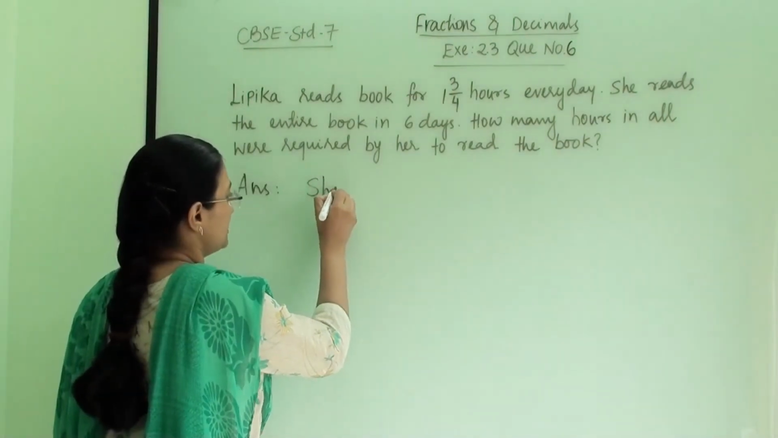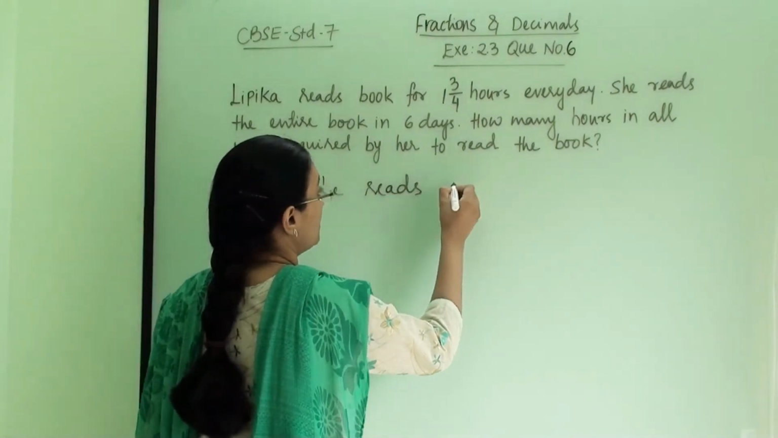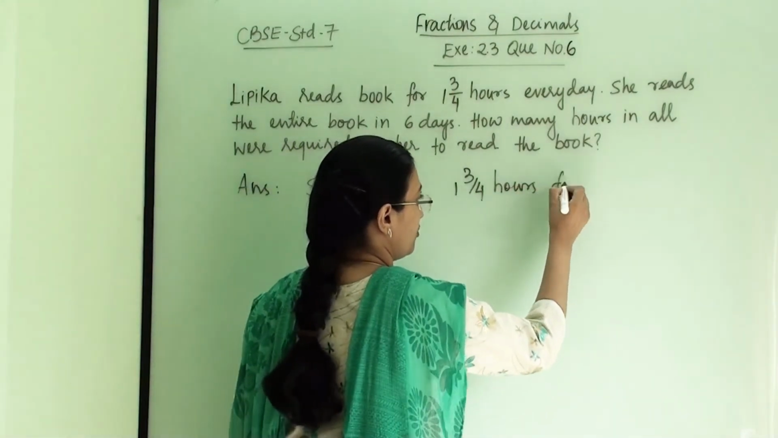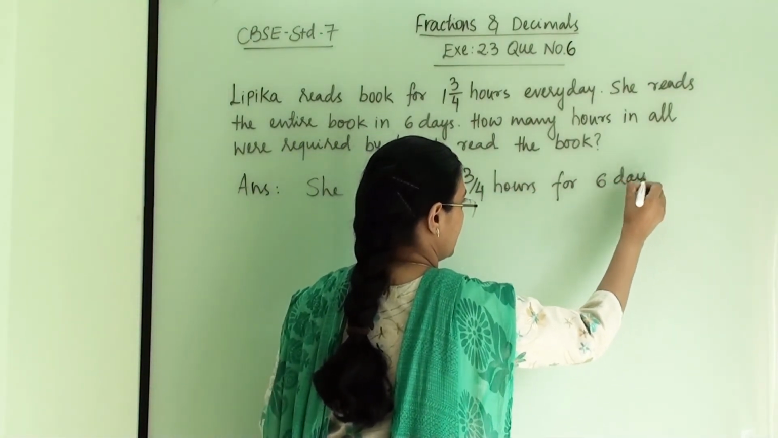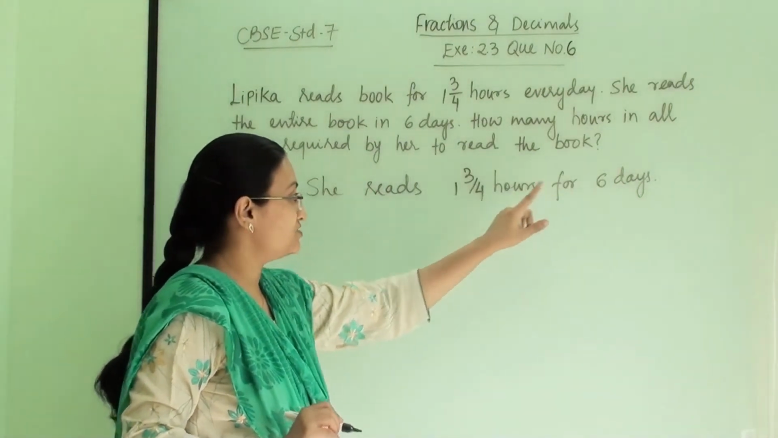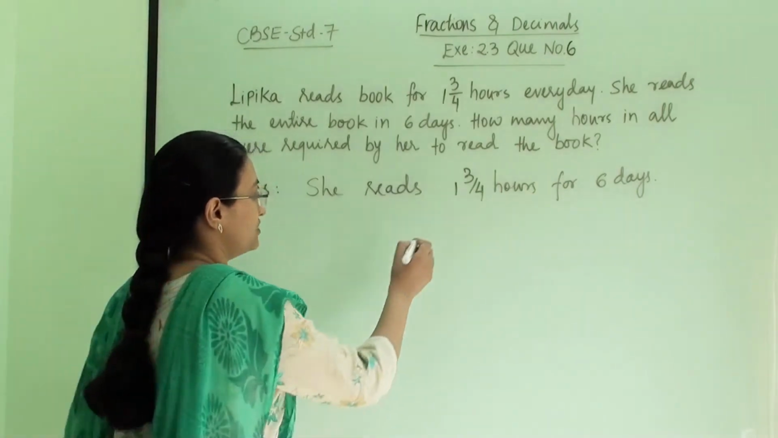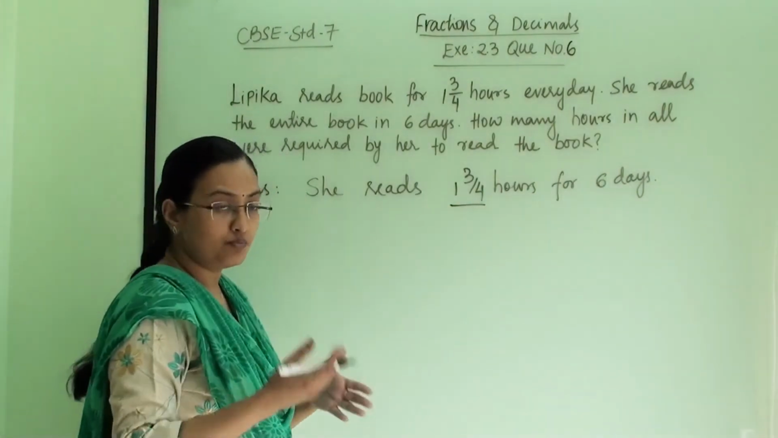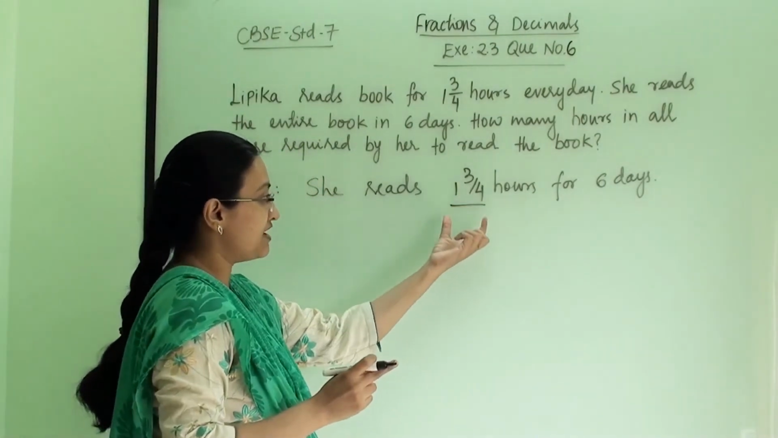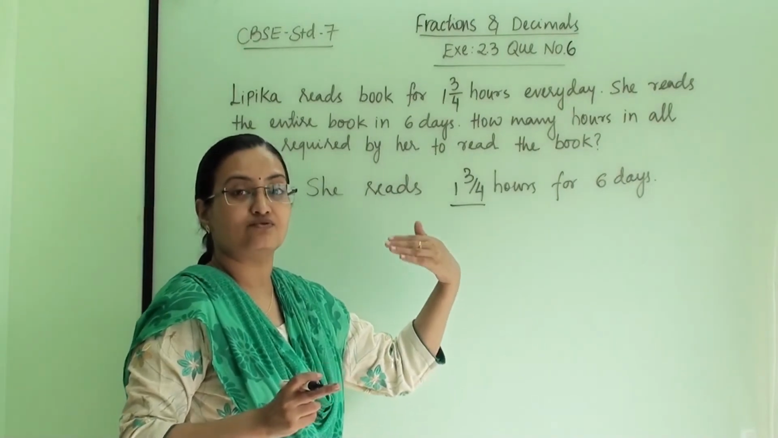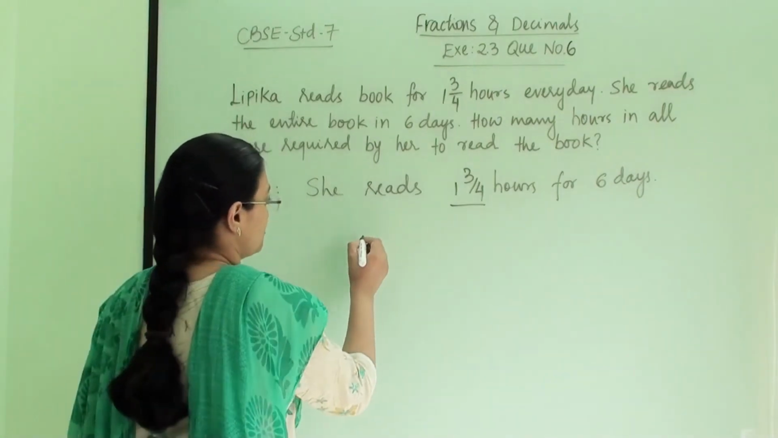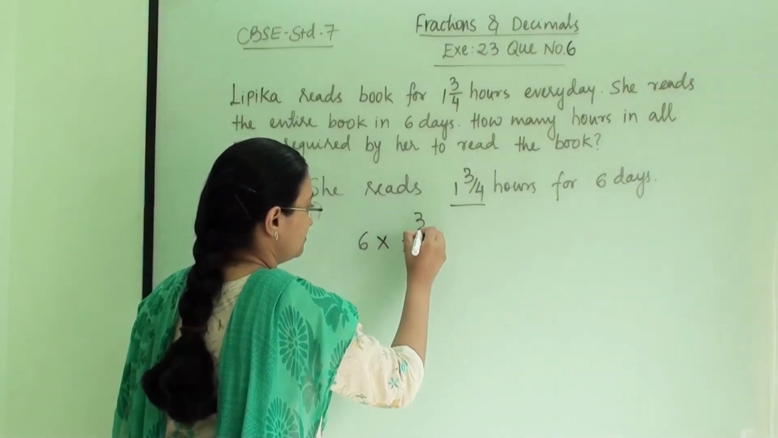So she reads 1 3/4 hours for 6 days. Now we have to check how many hours in total she read when she reads this much hours for 6 days. So let us first convert this into improper fraction and then we will multiply with 6 because 1 3/4 plus 1 3/4 we have to add it 6 times, or we can just multiply with 6. So 6 into 1 3/4.